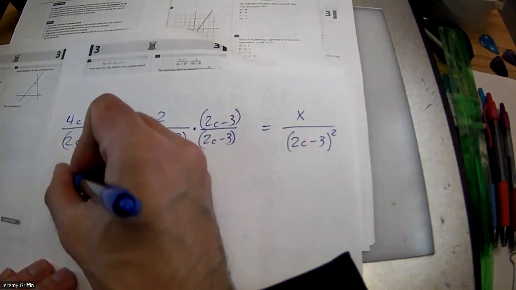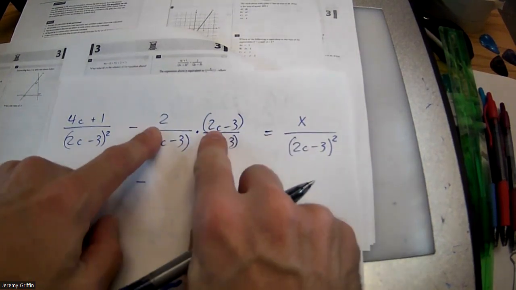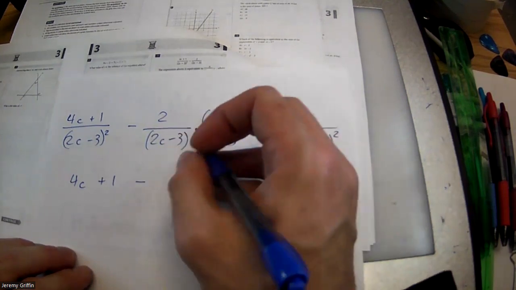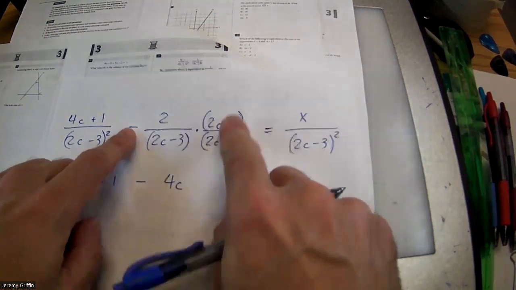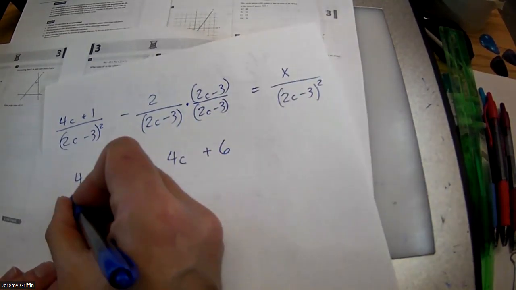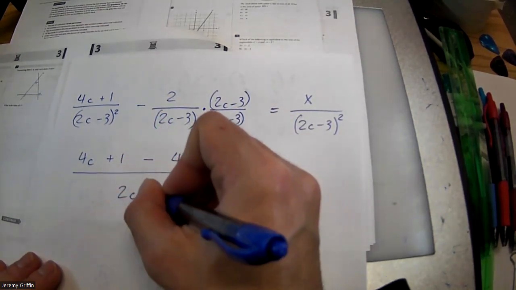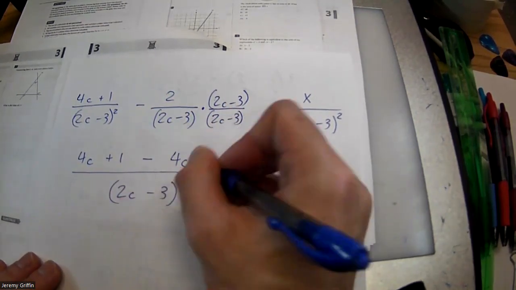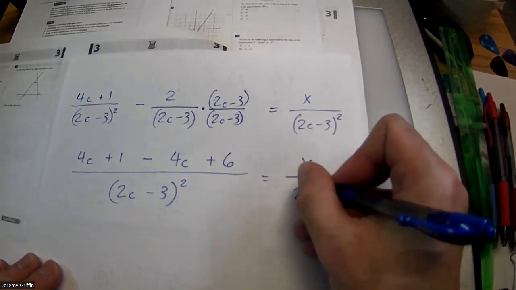Okay, so we got ourselves a 4c plus 1 minus 2 times 2c would be 4c, and then minus a negative, that's plus 2 times 3 is 6. You might want to break that apart into different steps, just be careful with those signs. Maybe I skipped the stuff I shouldn't have skipped. Yes, equal to x over 2c minus 3 squared.